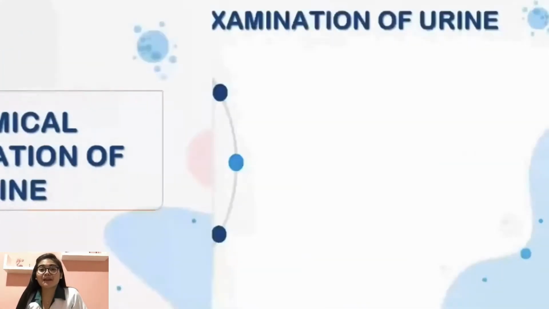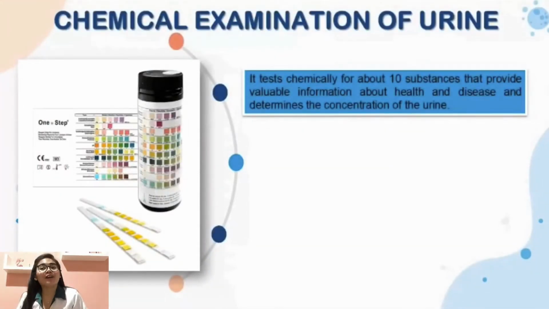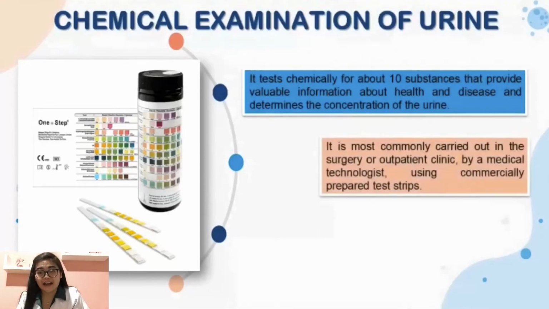The chemical examination of urine tests chemically for about 10 substances that provide valuable information about health and disease, and determines the concentration of the urine. It is most commonly carried out in the surgery or outpatient clinic by medical technologists using commercially prepared test strips.